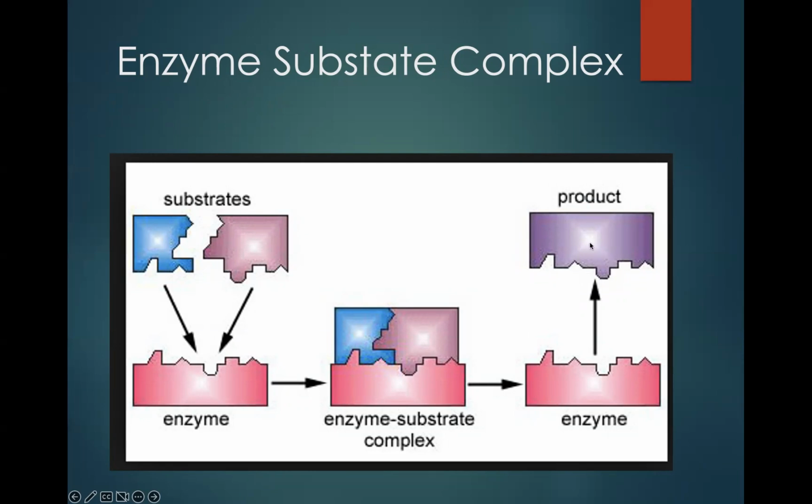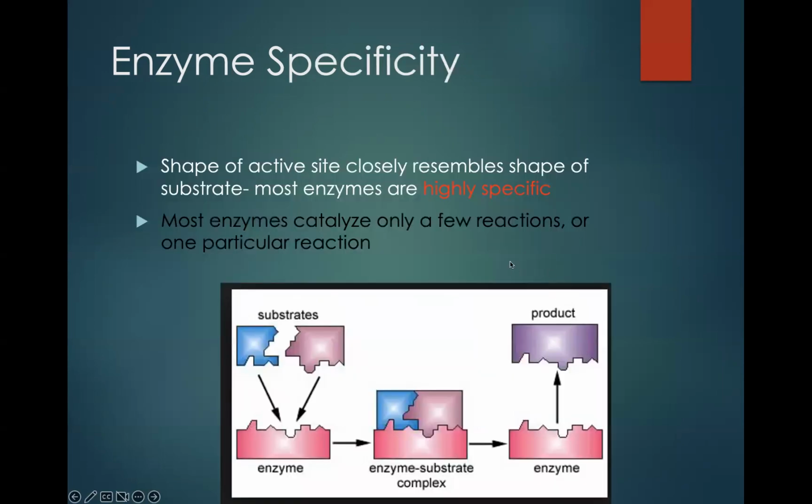After the catalyst has functioned, the enzyme is able to drop off and become available to catalyze another reaction. So we want to understand that enzymes have specificity. The shape of the active site on the enzyme closely resembles the shape of the substrate, and that's because most enzymes are highly specific to the substrates that they require. So not every substrate will be able to fit every enzyme.